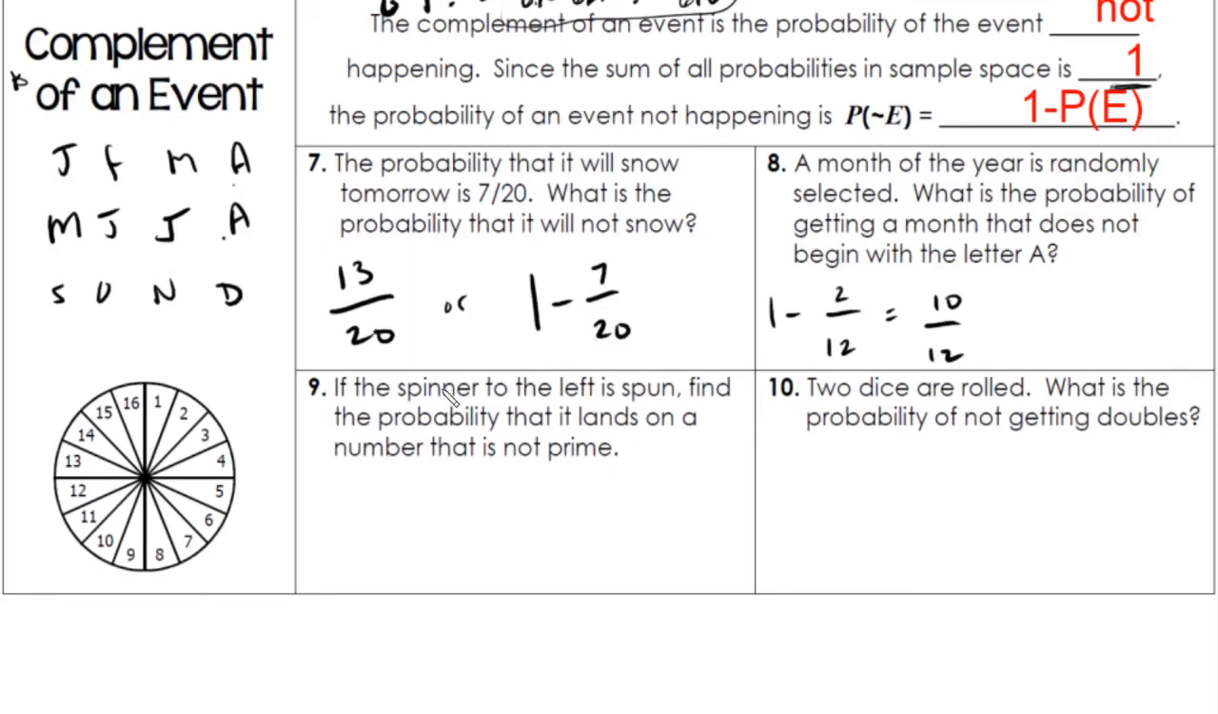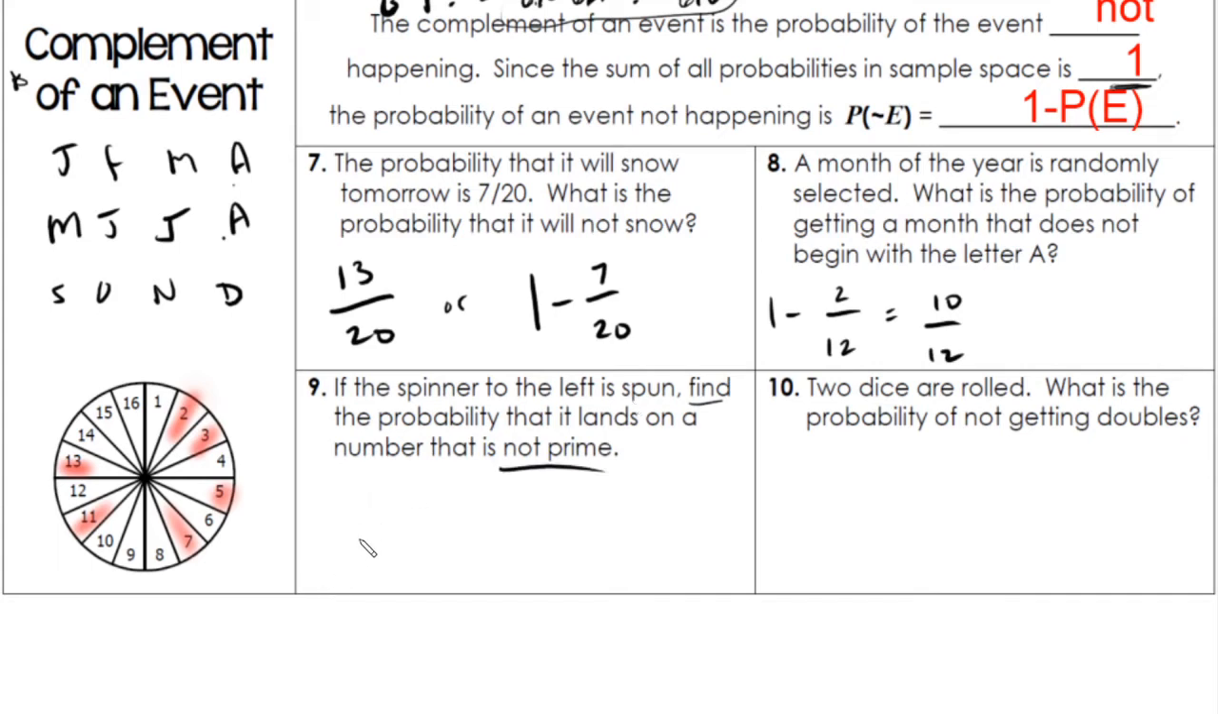If the spinner to the left is spun, find the probability that it lands on a number that is not prime. We're back to prime numbers again. So looking through the prime numbers, we've got 2, 3, 5, 7, 11, 13, and that's it. So of this list, find the probability that it lands on a number that is not prime.